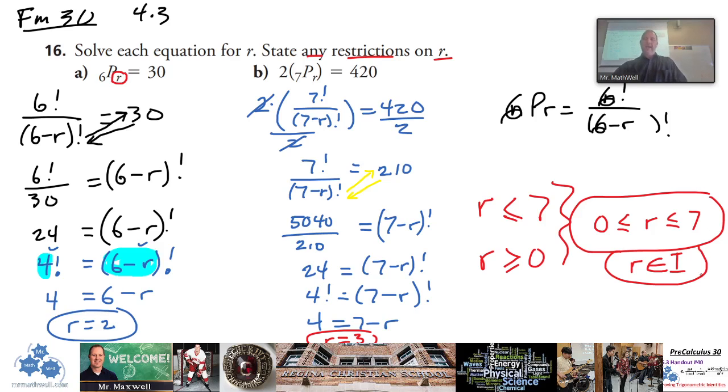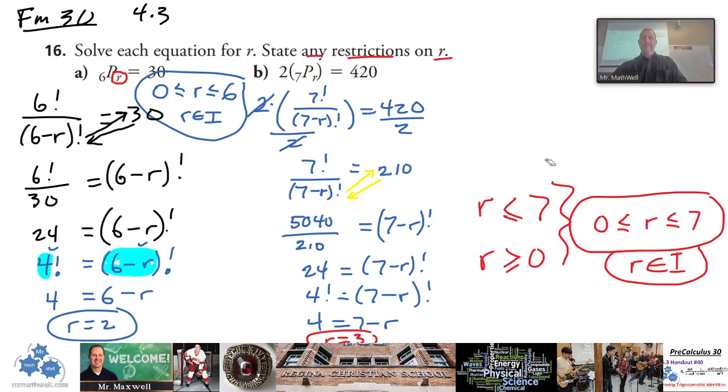I know. Okay, so for this one over here, obviously, this is going to be between 0 and what? 6 over here, right? So r is greater than or equal to 0, while at the same time being less than or equal to 6. And r is an element of I, which is integers, okay? So there you go. There's the restrictions, if you want to write it that way. And yeah, anybody have any questions there? Okay, so that's 4.3, number 16.